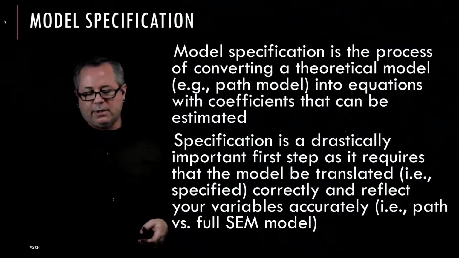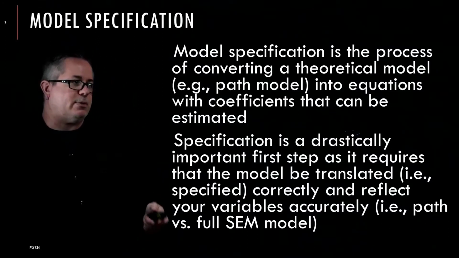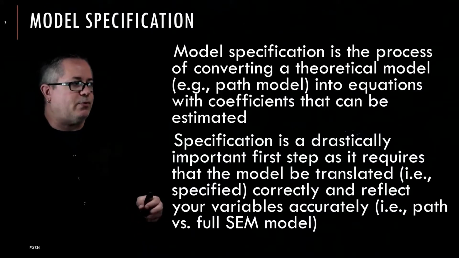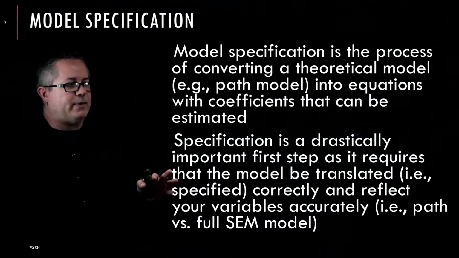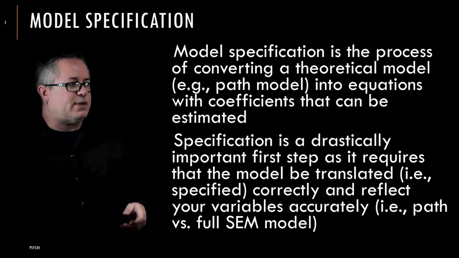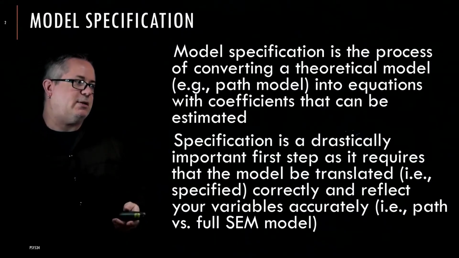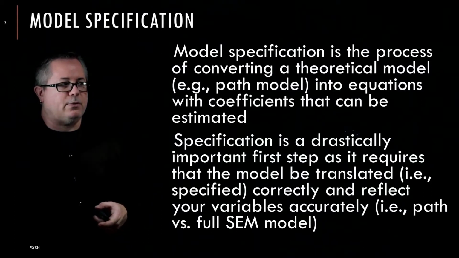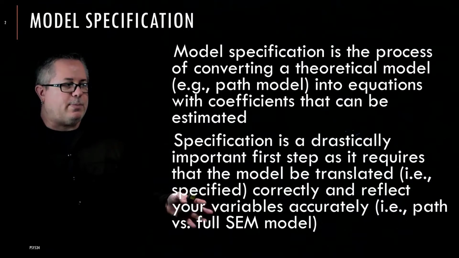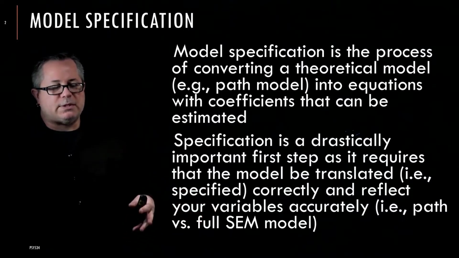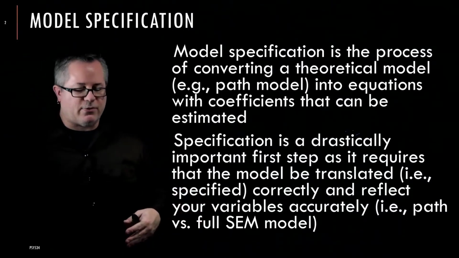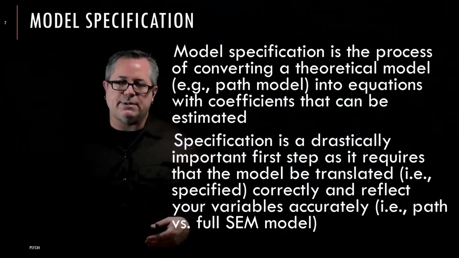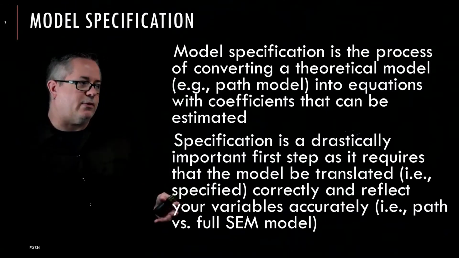So model specification is the process of converting a theoretical model, like you have hypotheses that you want to test, into equations with coefficients that can be estimated. How do we actually convert that and put it into a model? Specification is a drastically important first step, as it requires that the model be translated correctly and reflect your variables accurately. Whether you're doing a path analysis or some kind of full SEM model, we have to be able to translate those models over and make sure they're accurate, reflecting what you really want to test, and also that they're identified.